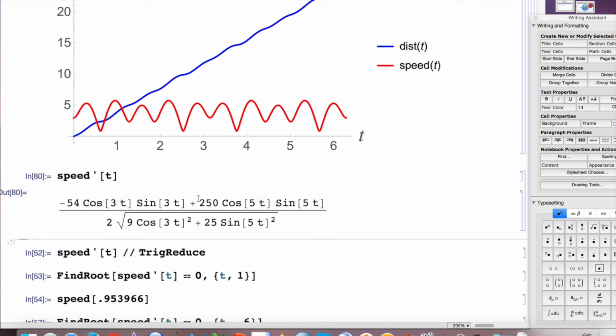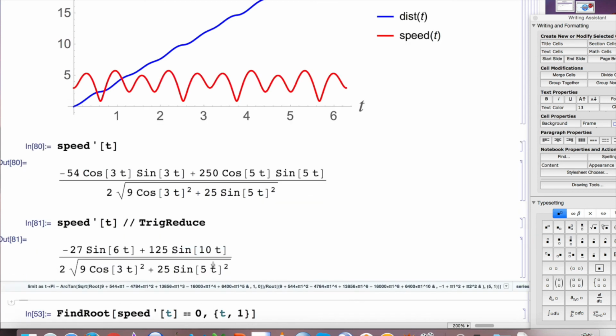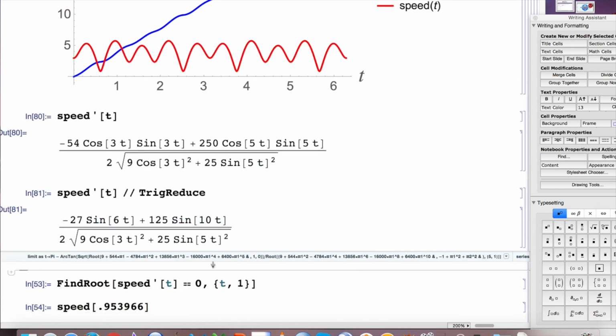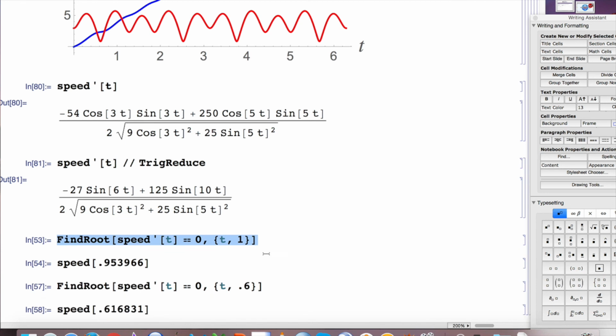Anyway, here the derivative of the speed is that. It's kind of complicated. Does it simplify? Well, if you use TrigReduce here, it does simplify a little bit. But still, setting that equal to 0 and trying to solve for t by hand looks like it probably would be a pain. It's probably better to use technology, FindRoot in Mathematica, giving an initial guess of 1 will try to help us find that maximum.